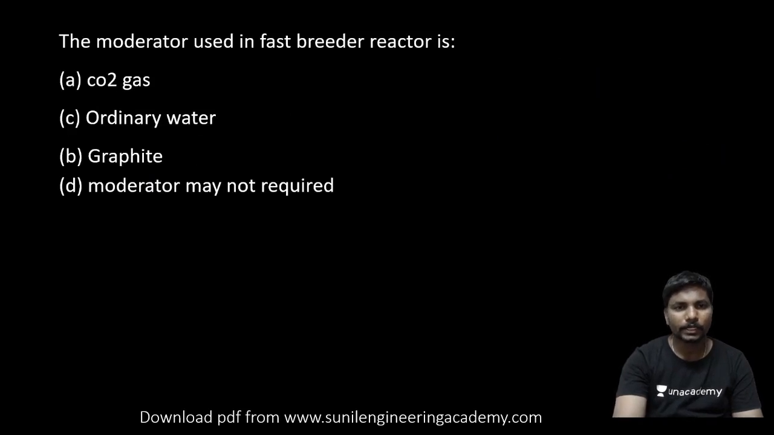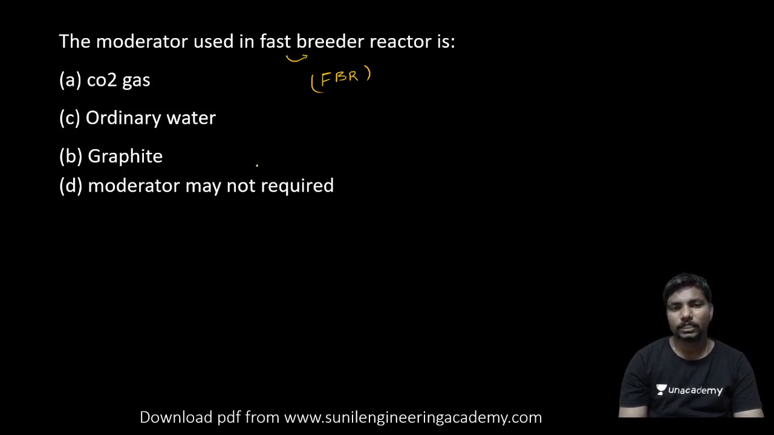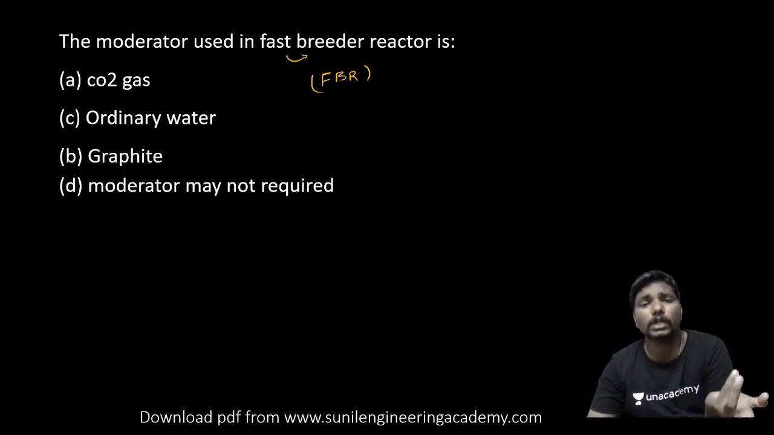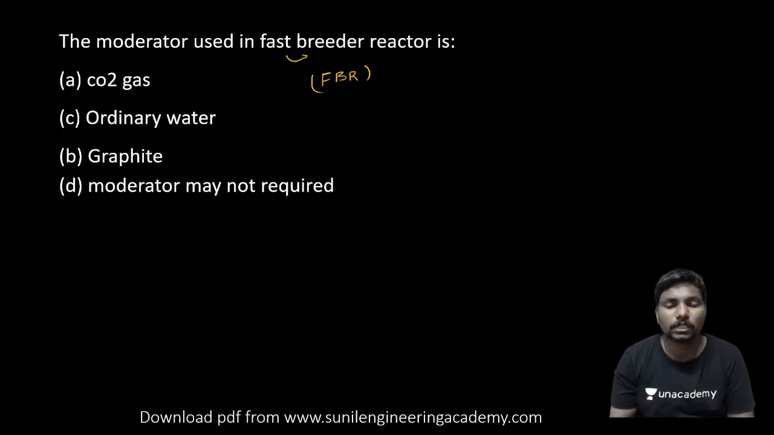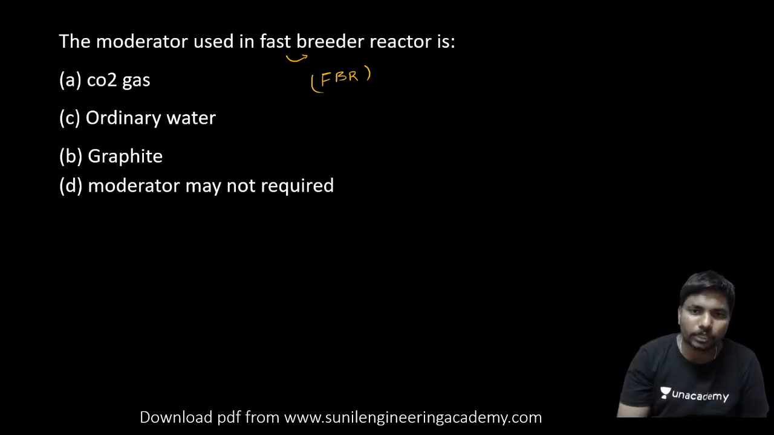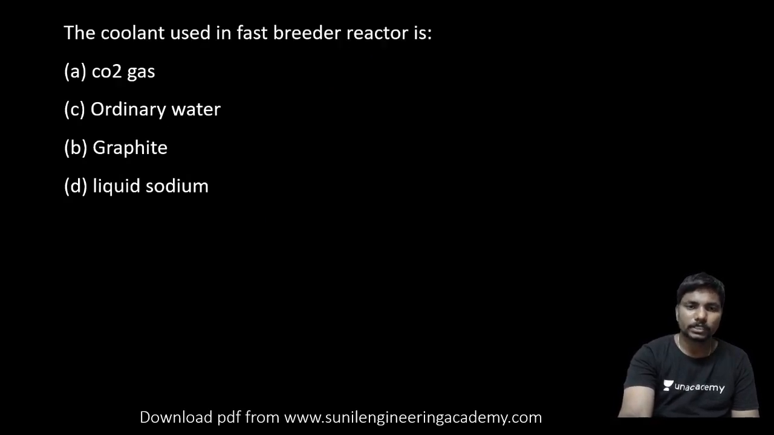The moderator used in fast breeder reactor, FBR. If you want a fast breeder, the movement of neutrons must be fast. Is a moderator required? No, no. We require fast neutrons. If you want to slow down, we require the moderator. So for a fast breeder reactor, the moderator is not required. So the answer is option D.